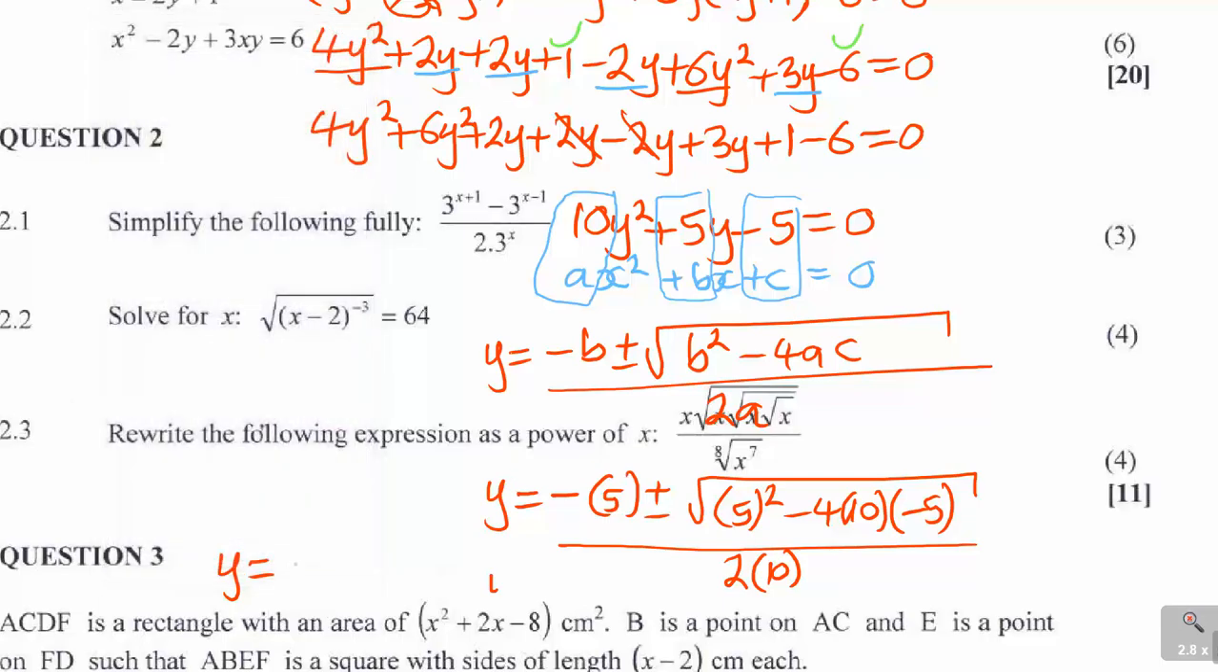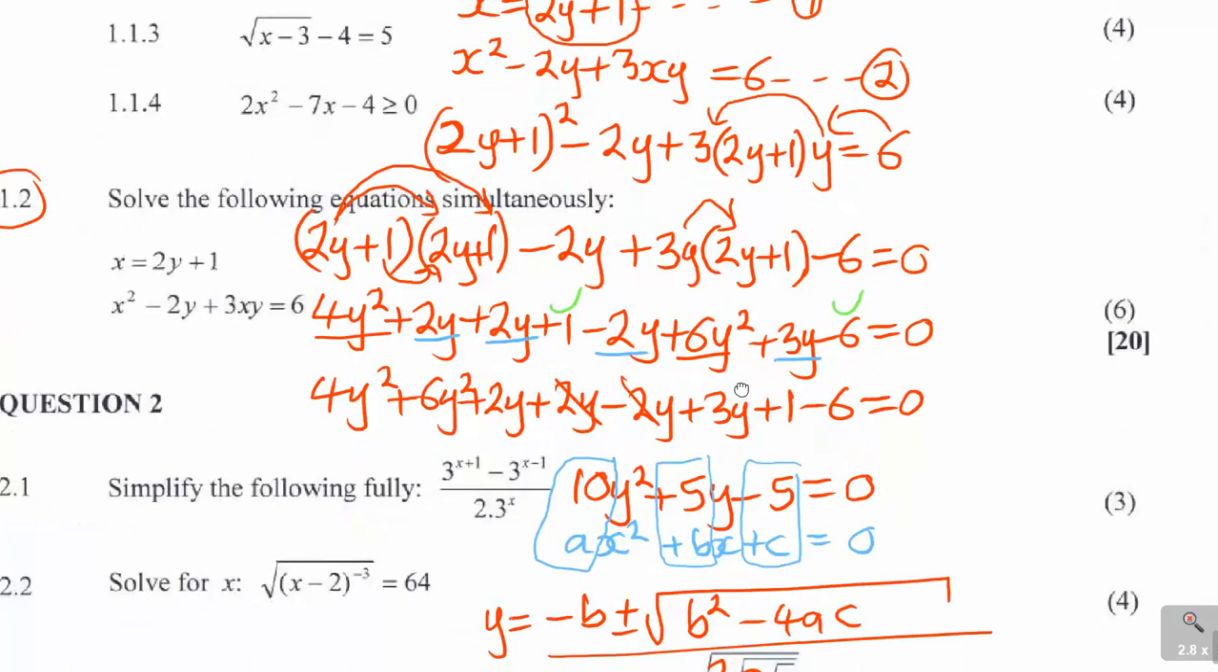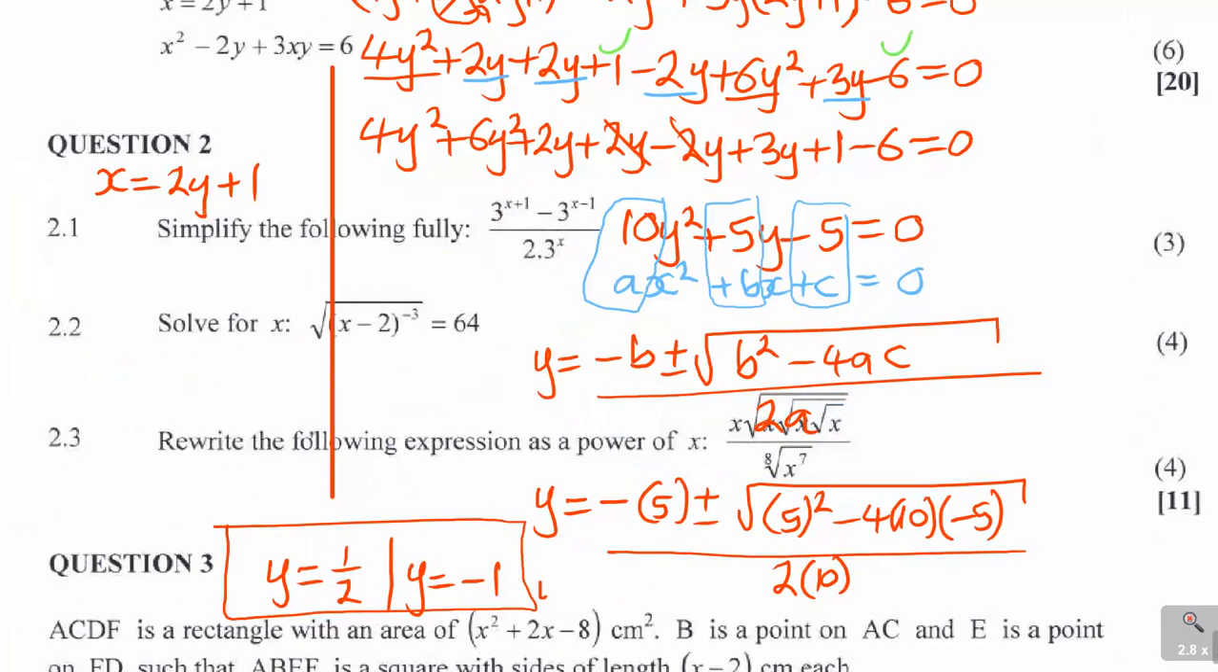So we have got y is equal to 1 over 2 or y is equal to negative 1. So these are the two values of y that we got. But now I can go back to the equation 1. Remember what we have in equation 1. In equation 1, if I can just work it on the other side, we had x is equal to 2y plus 1. So where there is y, we have got two values of y, remember? The first one is a half. So when y is equal to 1 over 2, you have got x is equal to 2, 1 over 2, plus 1.